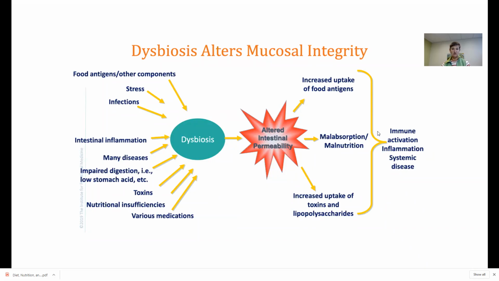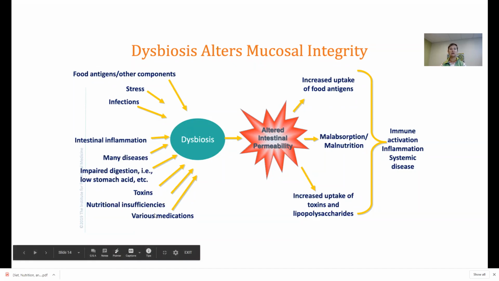So when we have dysbiosis, or that imbalance in our gut microbiome, that can alter the integrity of our gut lining. So we think about different foods, stress, infections, inflammation in your gut, lots of diseases. If you have low stomach acid, if you have chronic constipation, we're intaking toxins. No matter how we eat right now, we're getting toxin exposure. Nutritional insufficiencies: are we not eating a good diversity of fruits, vegetables, colors, healthy proteins? And then what medicines are impacting this? Clearly, one medication that would impact this significantly is an antibiotic.